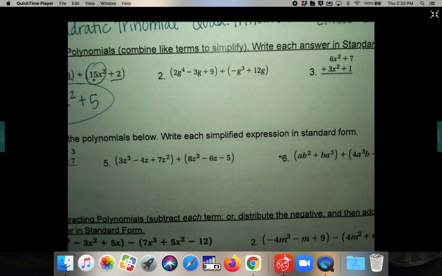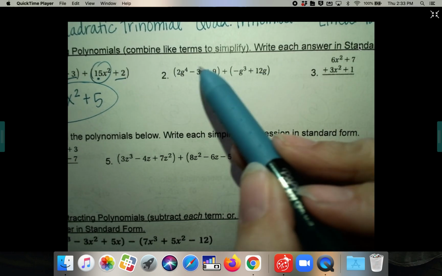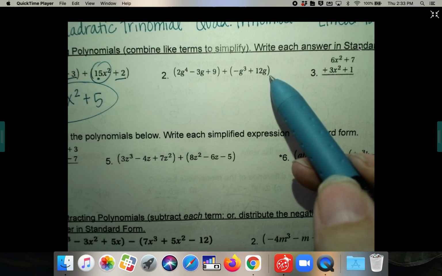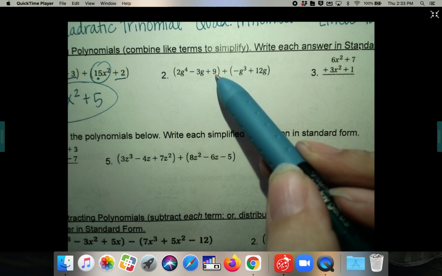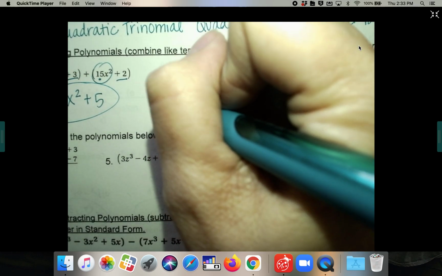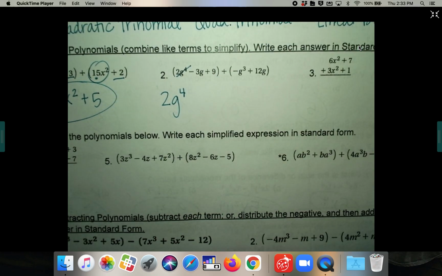All right, so let's look for the biggest exponent in all this stuff. So I have an exponent of 4, and that's the only one. So you can't combine it with this one that has a 3, or this one that just has a g, or this one that's just a constant. This is not a like term with anything else. So I'm just going to leave it 2g to the 4th. And I'm going to cross it off just to show I've already done it.